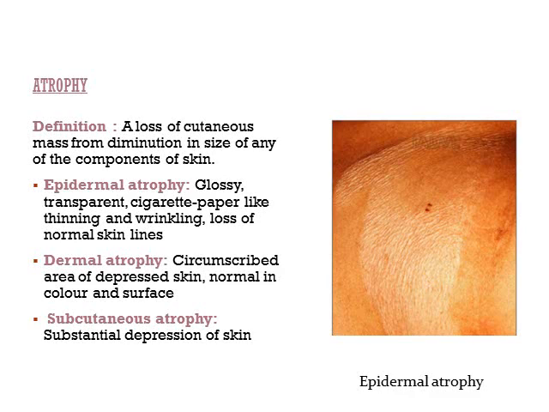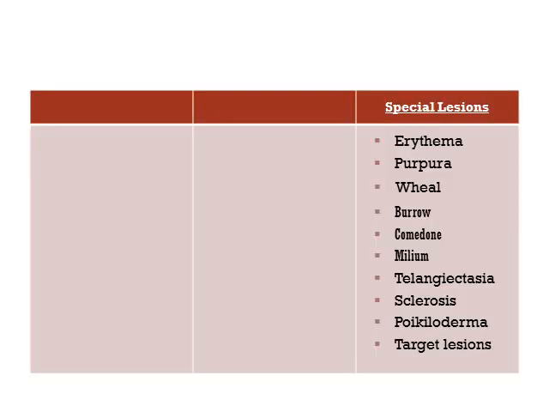Atrophy is a condition where there is a loss of cutaneous mass or diminution in the size of any component of the skin. It leads to depression in the skin, which is epidermal atrophy or dermal atrophy, sometimes even subcutaneous. Coming to the last, that is special lesions. These are certain lesions which, if you see, you can make a diagnosis, such as erythema, purpura, wheal, burrow, comedone, milium, telangiectasia, sclerosis, poikiloderma, and target lesion.